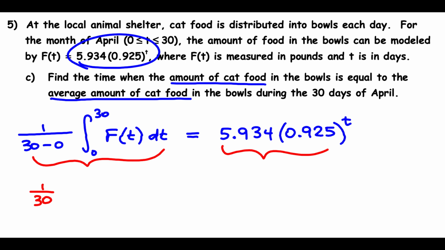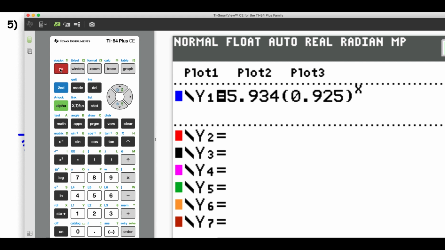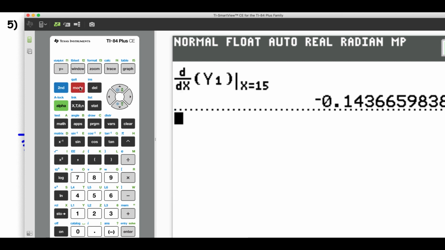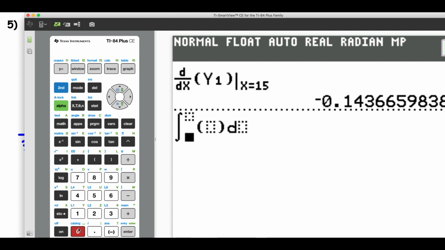The integral, remember this is still on the screen. That's still y1, so we can integrate from 0 to 30 very easily. Let's go. Just make sure it's there. Yeah, it's still there. Okay, so let's go math 9. And that's function integrator. Function integration, we're going to go from 0 to 30.